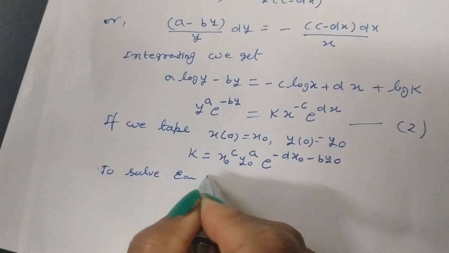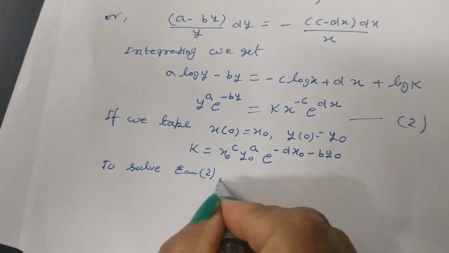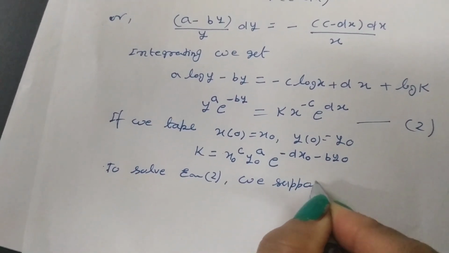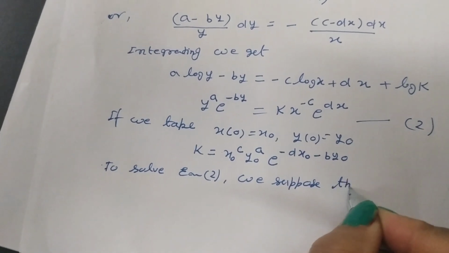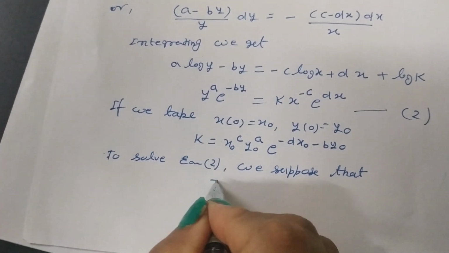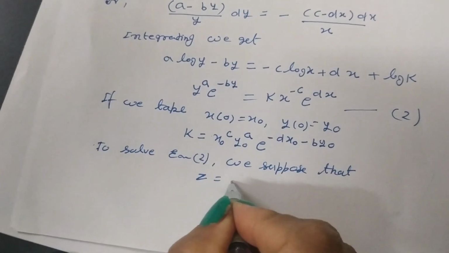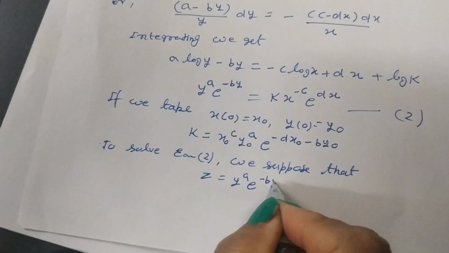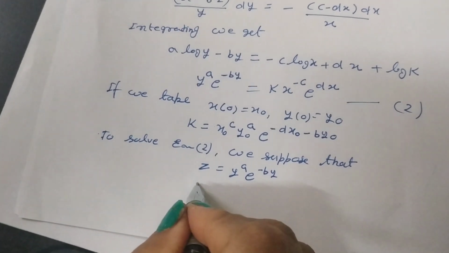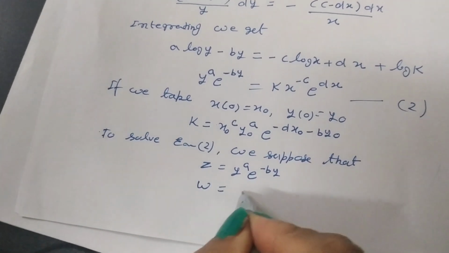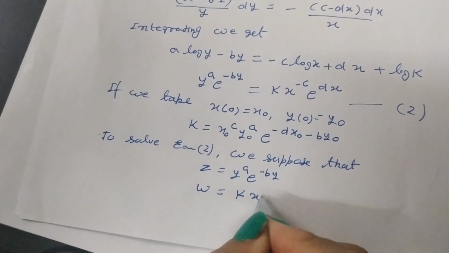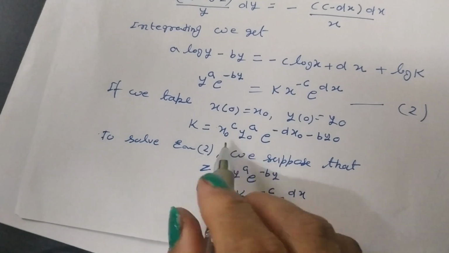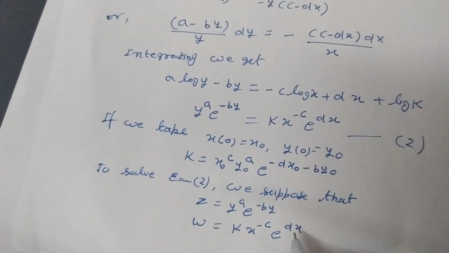To solve equation 2, we suppose that z is equal to y to the power a and e to the power minus by, and similarly omega is equal to k times x to the power minus c and e to the power dx. Substituting this, now we can solve it.